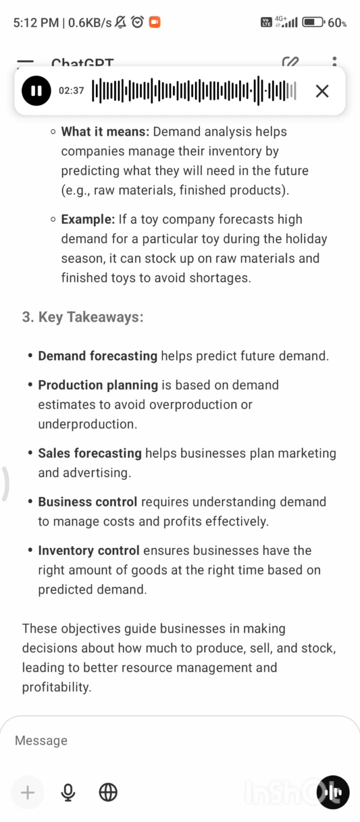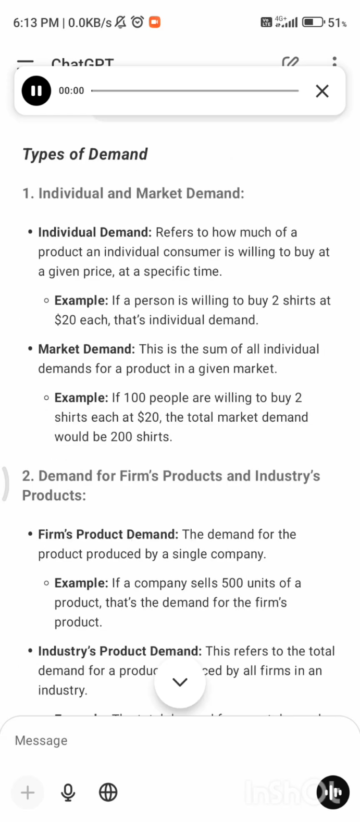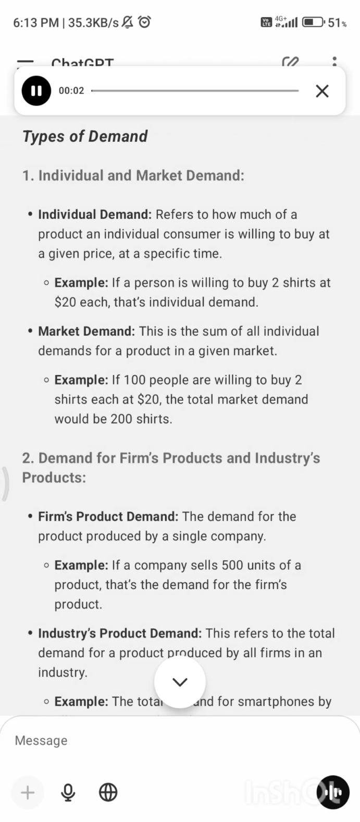These objectives guide businesses in making decisions about how much to produce, sell, and stock, leading to better resource management and profitability. Types of demand. 1. Individual and market demand. Individual demand refers to how much of a product an individual consumer is willing to buy at a given price at a specific time. Example: if a person is willing to buy 2 shirts at $20 each, that's individual demand.